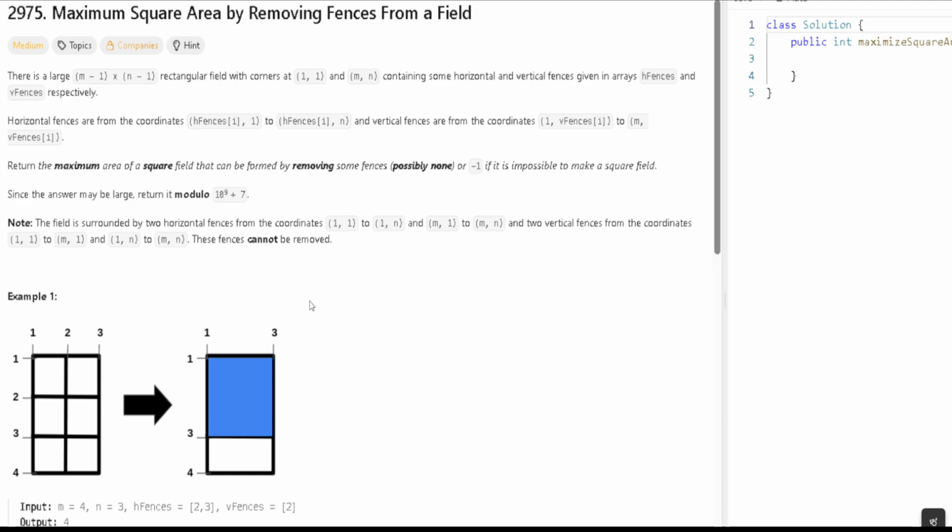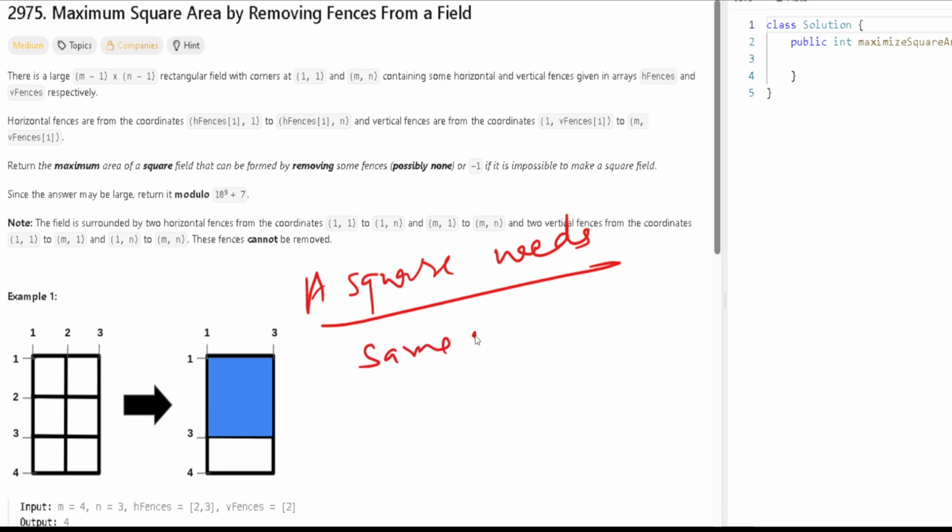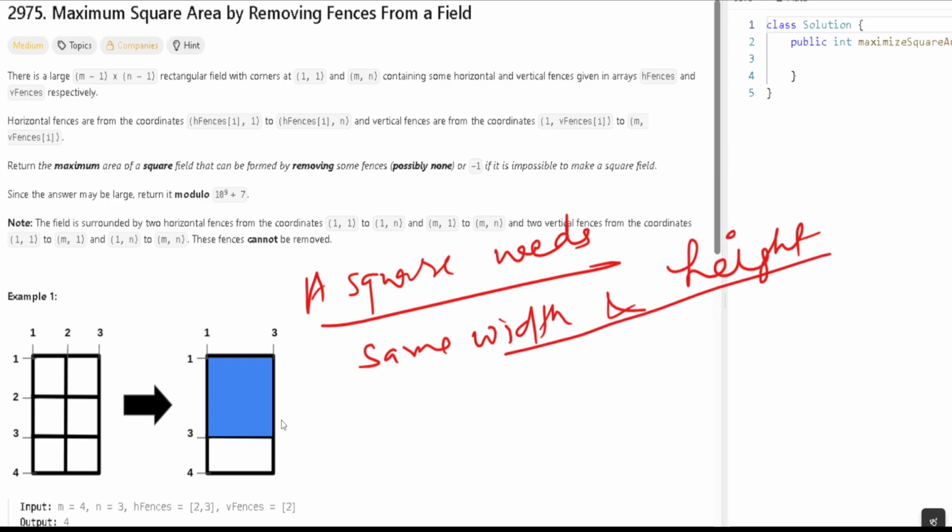It's very important to understand what a square needs. A square needs the same width and height. I hope you know this: same width and same height. That is why this side, this side, this side, and this side are equal. This is what the square says.